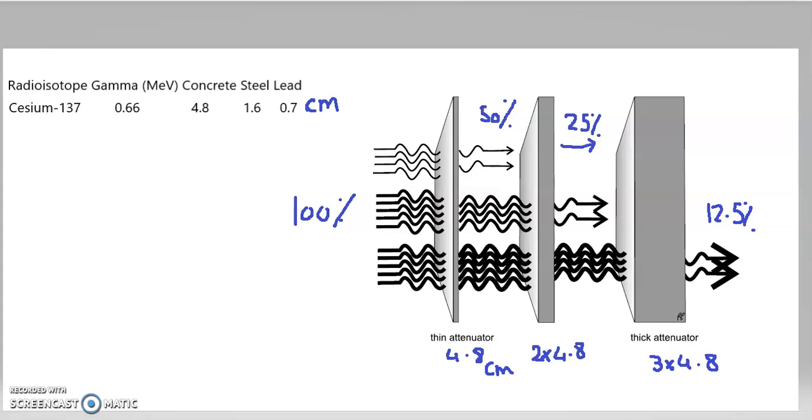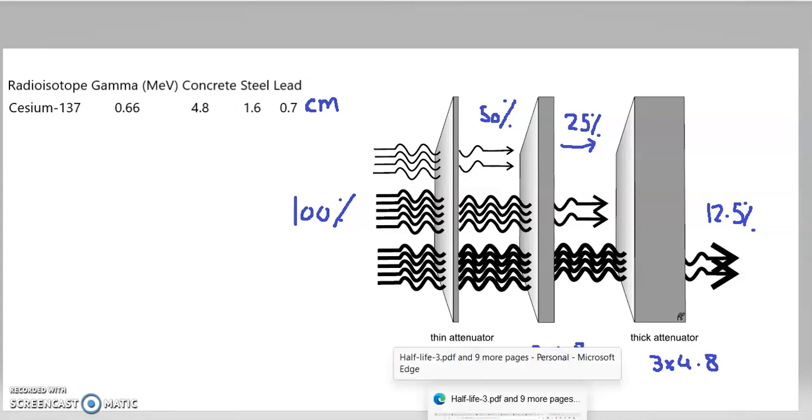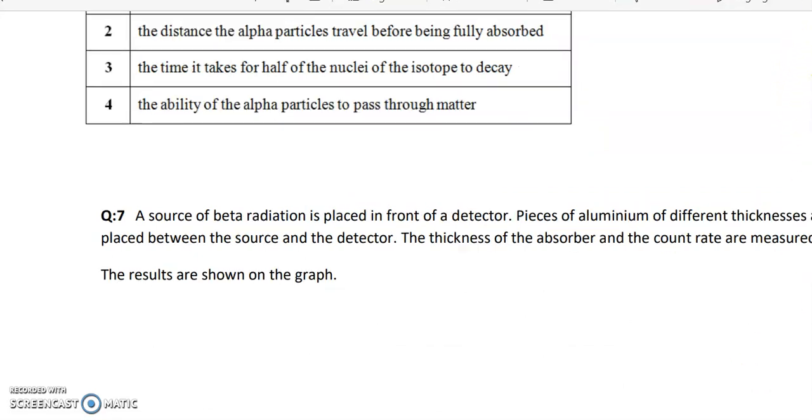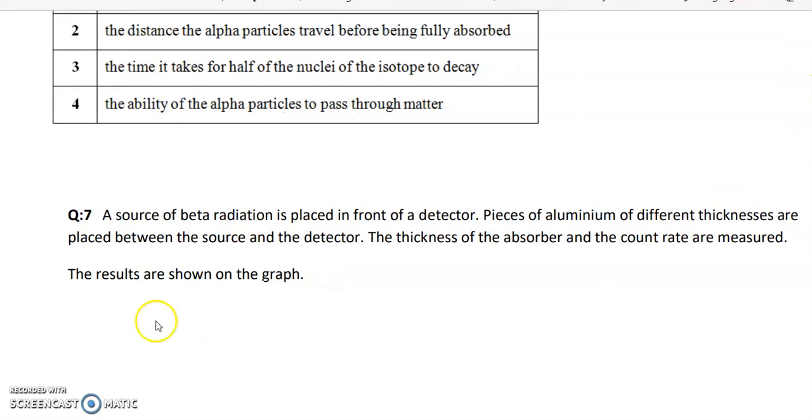Now we can look at a few exercises. For example, we have one exercise here. A source of beta radiation is placed in front of a detector. Pieces of aluminum of different thicknesses are placed between the source and the detector. The thickness of the absorber and the count rate are measured, and the results are shown on the graph here.